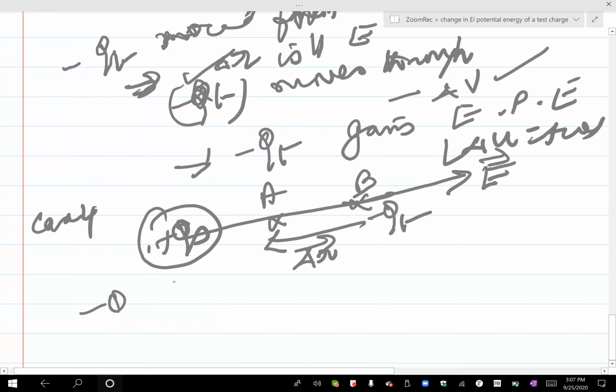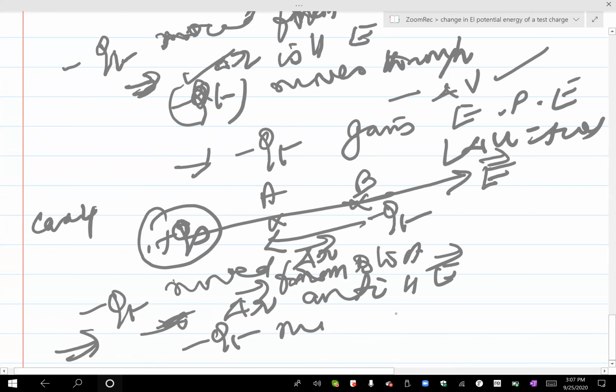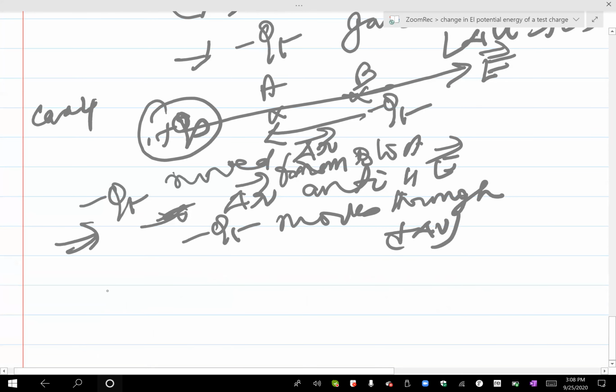Minus QT moved from B to A implies delta R is anti-parallel to E. That implies minus QT moves through plus delta V. Now this is positive, this is negative. Therefore, minus QT loses electrical potential energy with delta U as negative.